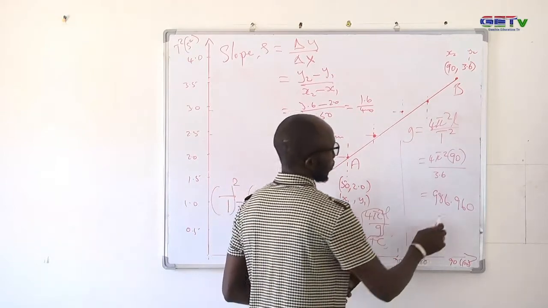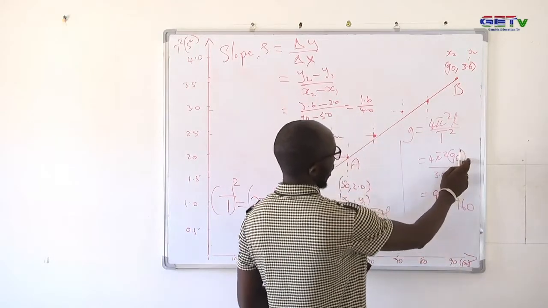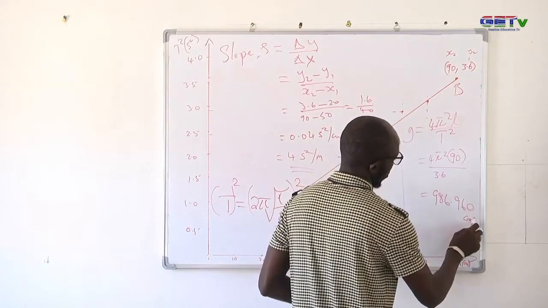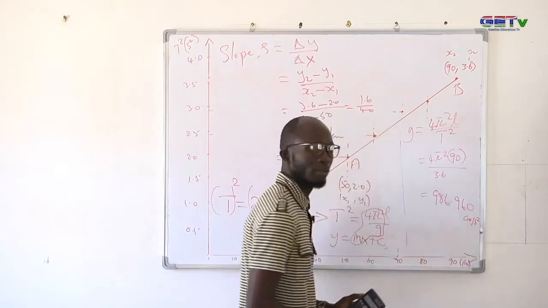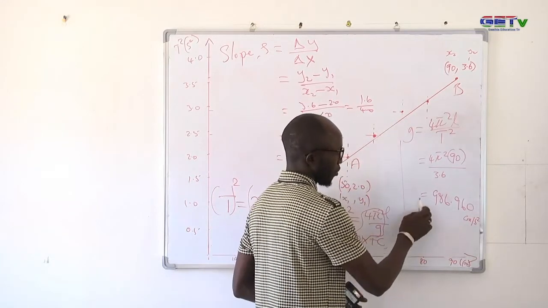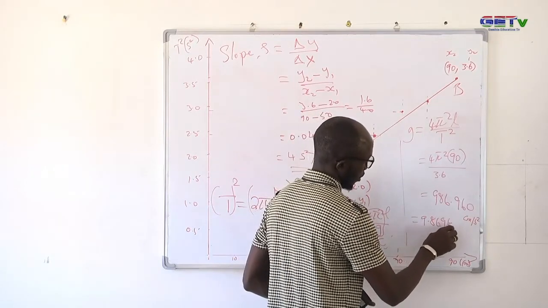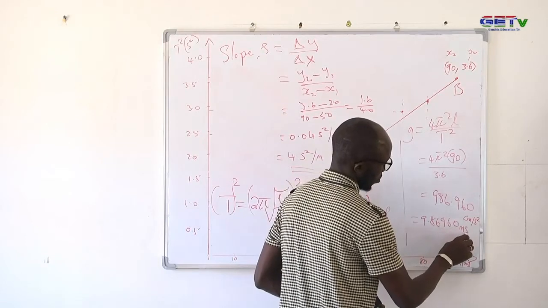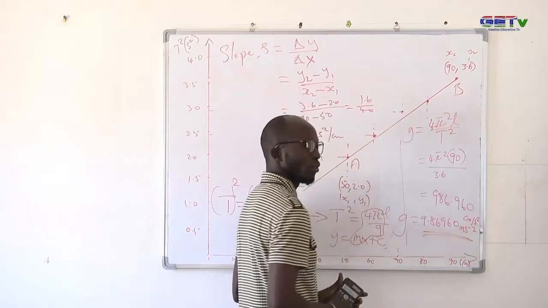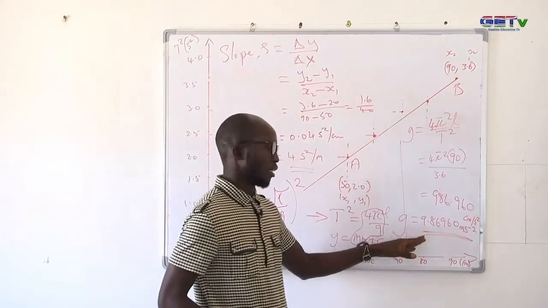But remember that L is in centimeters, so the unit is going to be centimeters per second squared. To standardize this, we just divide it by 100, and then we would have 9.86960 meters per second squared. This would have been the value of g at this very location where we conducted this experiment.